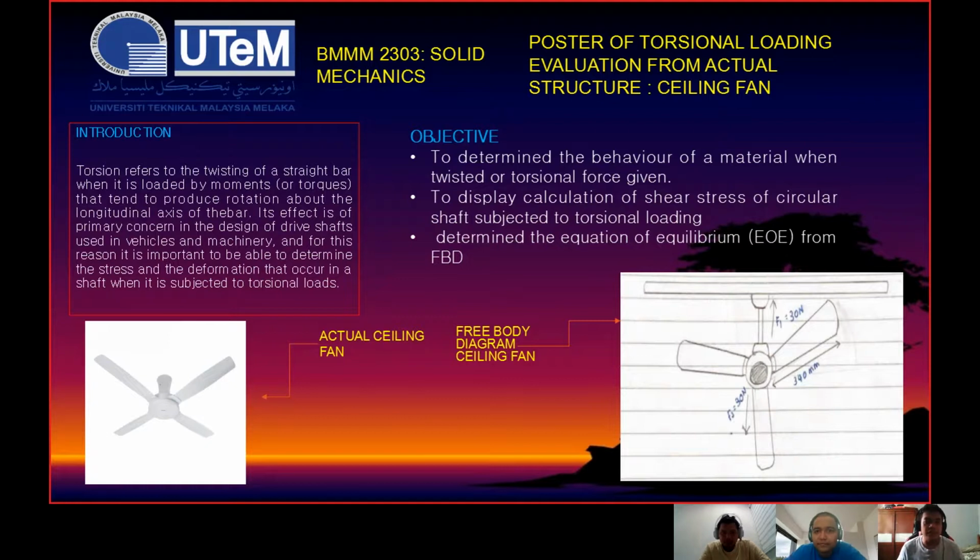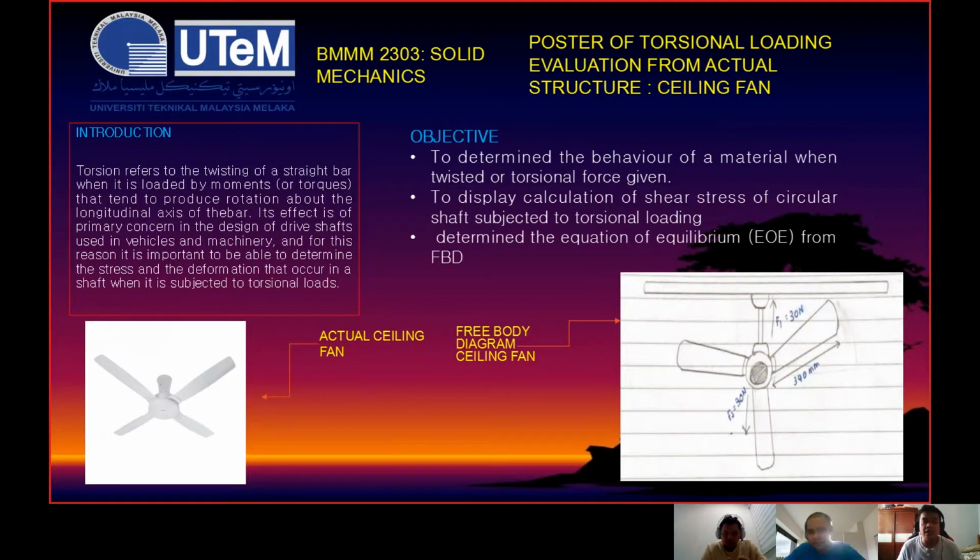Torsion refers to the twisting of a straight bar when it is loaded by a moment or torque that tends to produce rotation about the longitudinal axis of the bar. Its effect is of primary concern in the design of drive shafts used in vehicles and machinery. For this reason, it is important to be able to determine the stress and the deformation that occur in the shaft when it is subjected to torsion loads.